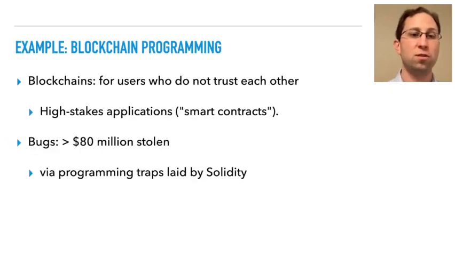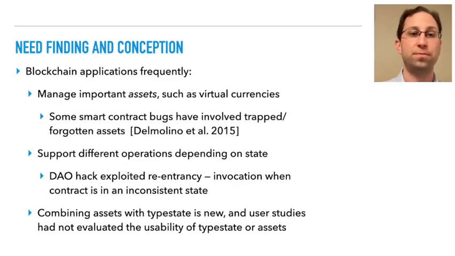One project concerns blockchain programming. Blockchains are used for high-stakes applications in which the users don't trust each other. On these systems, it's particularly important to get the programs right the first time, since money can be stolen from vulnerable contracts very quickly. We've seen millions of dollars stolen through vulnerabilities that were caused, in part, by traps laid in the Solidity language, which is commonly used for writing smart contracts.